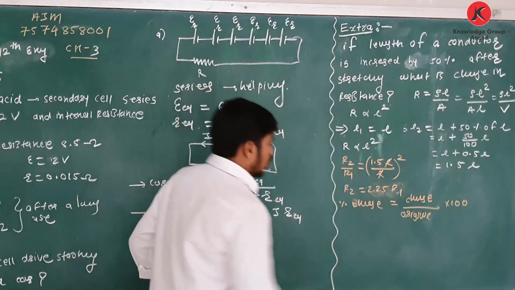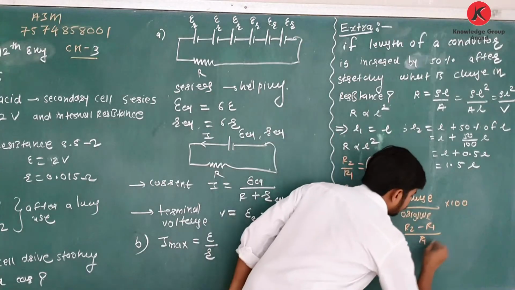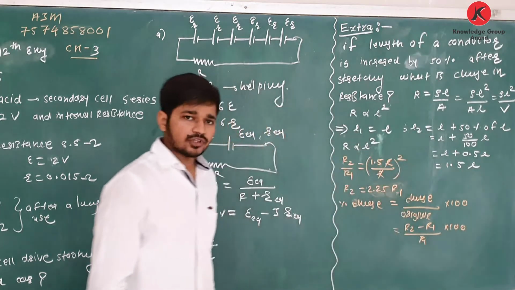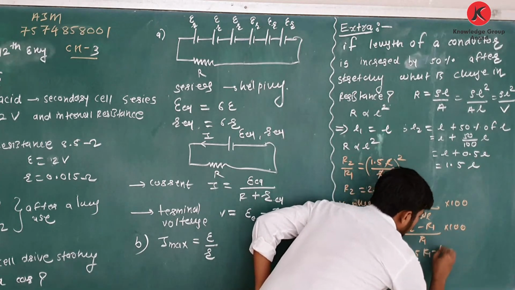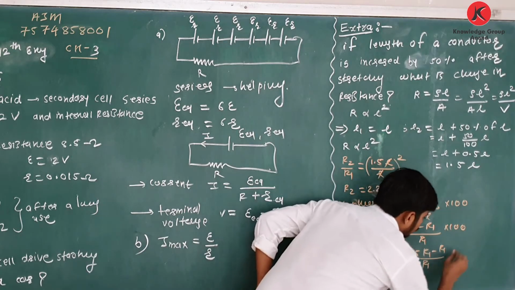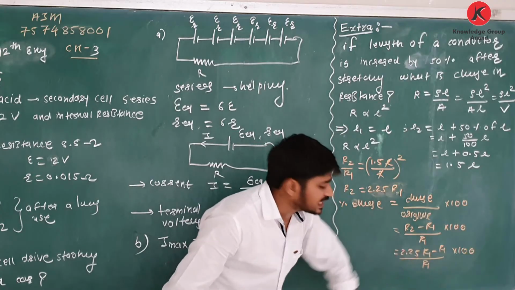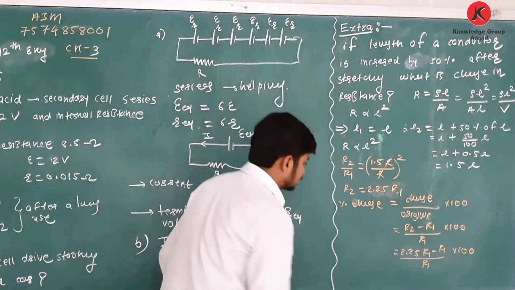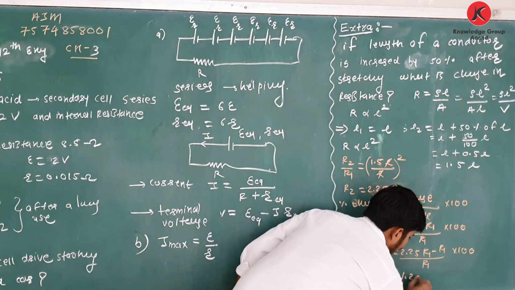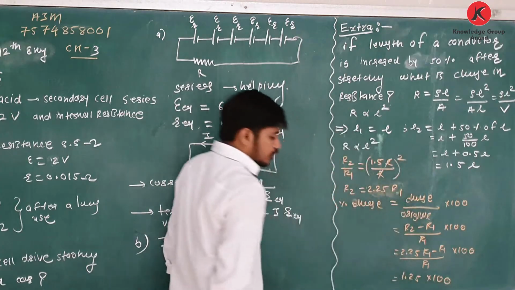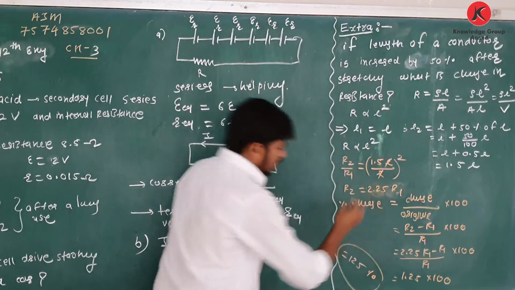How to write change? Always write change as (R2 minus R1) upon R1, into 100. What is R2? It is 2.25 R1. So (2.25 R1 minus R1) divided by R1, into 100. 2.25 R1 minus R1 is 1.25 R1. Divided by R1, R1 cancels, so it is 1.25 into 100. So your answer is 125 percentage.